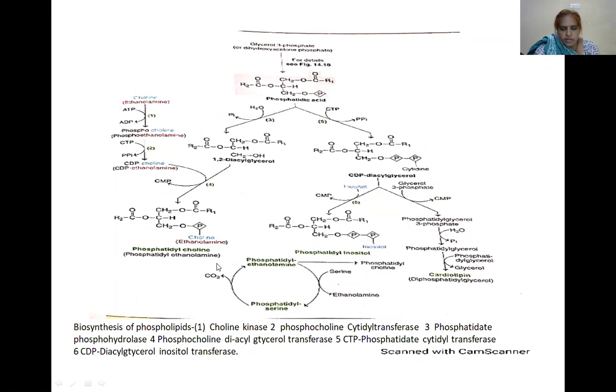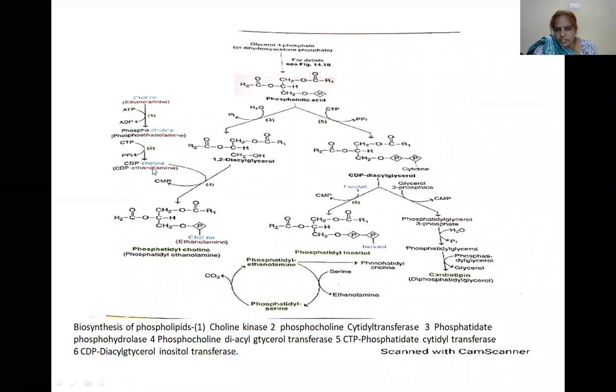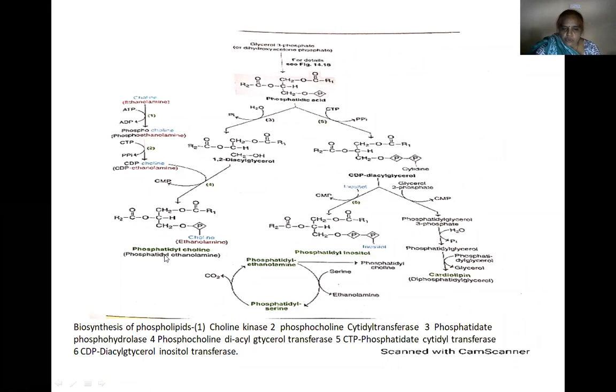When choline and ethanolamine are phosphorylated, they are converted and combined with CTP to produce CDP-choline and CDP-ethanolamine. These two, individually combined with 1,2-diacylglycerol, produce phosphatidylcholine and phosphatidylethanolamine. Phosphatidylethanolamine has the capacity to be converted to phosphatidylcholine by methylation, but phosphatidylcholine does not convert to phosphatidylethanolamine.